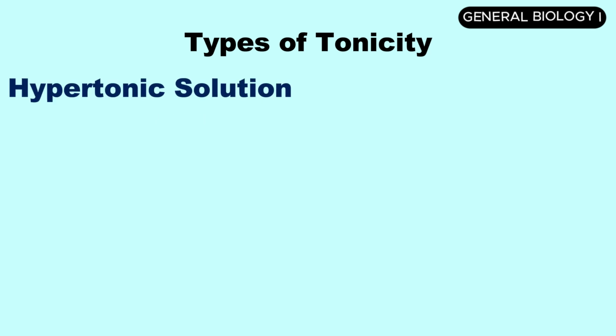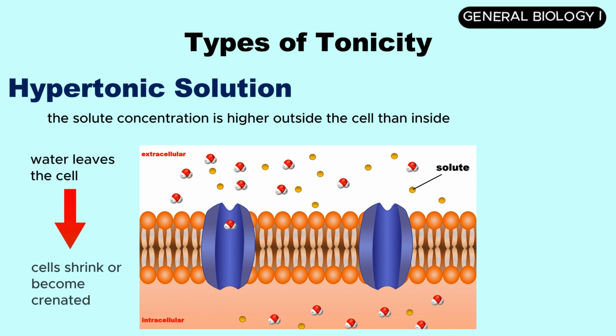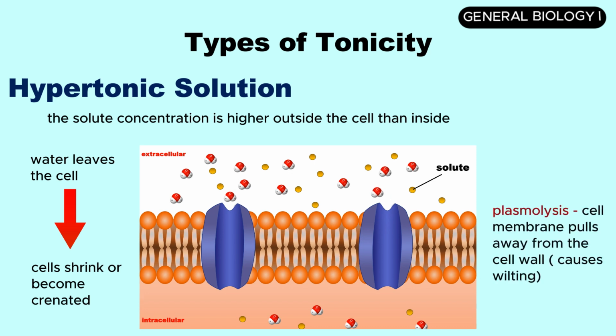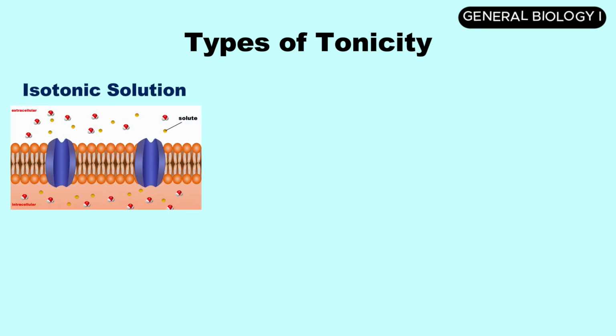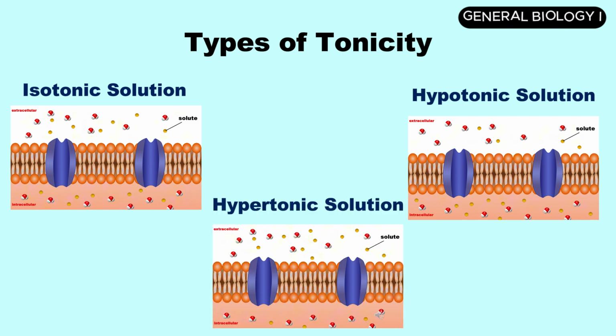Hypertonic solutions. In a hypertonic solution, the solute concentration is higher outside the cell than inside. As a result, water leaves the cell, causing it to shrink or become crenated. In plant cells, the loss of water leads to plasmolysis, where the cell membrane pulls away from the cell wall, causing wilting. Understanding these environments is essential for maintaining osmotic balance in cells and ensuring they function properly.